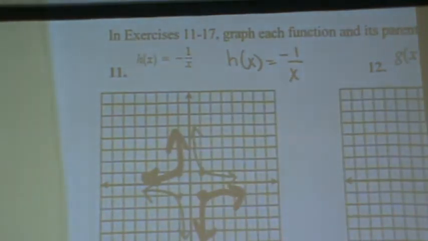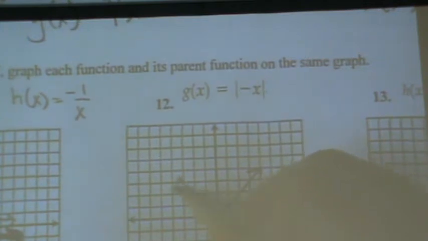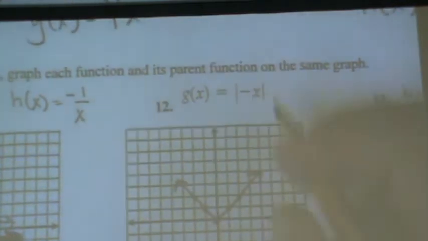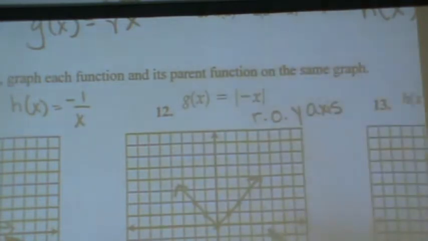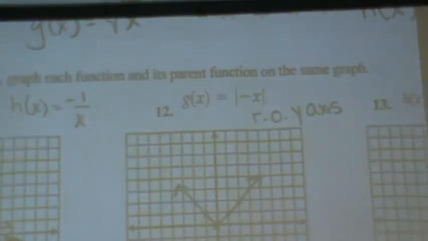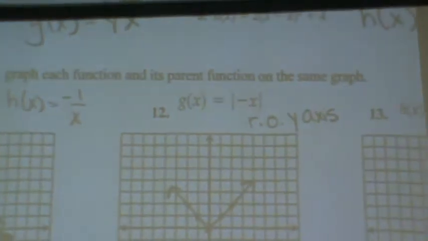The next one is the absolute value function, and the parent function looks like this. And this negative inside would be our a value. That would be a reflection over the y-axis. So if you reflect this over the y-axis, it actually looks the same thing.